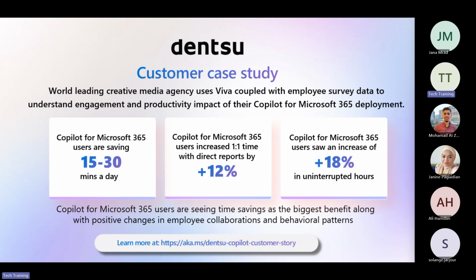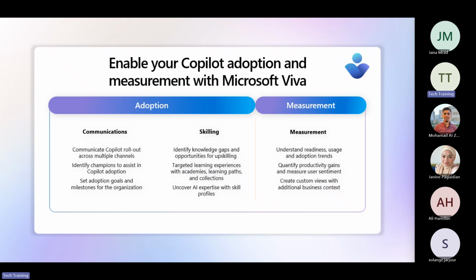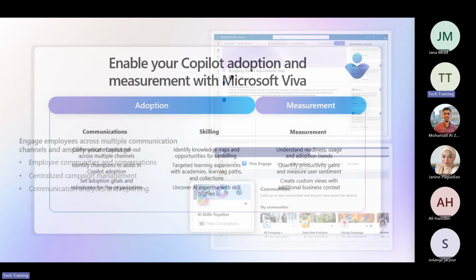Copilot for Microsoft users are saving 15 to 30 minutes a day, and Copilot increased 12%, and Microsoft 365 users saw an increase of 18% of uninterrupted hours. If you need to read more about Dentsu, this is the customer story case of Dentsu, or you can just Google it and find it and read it in order to understand the impact and use this knowledge within your sales with any of the clients you are going to be using this information for.